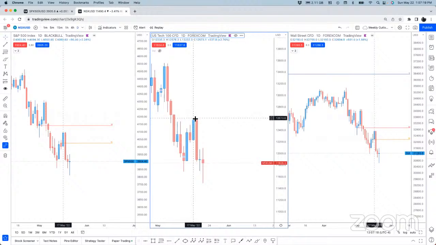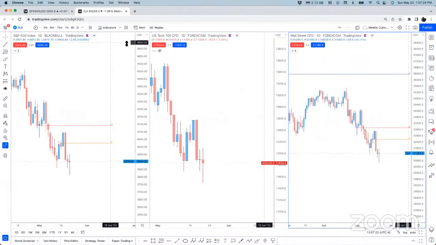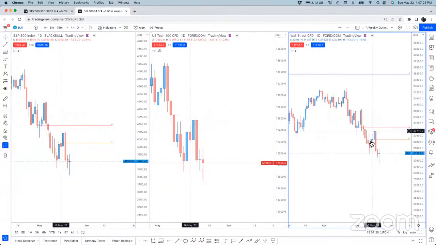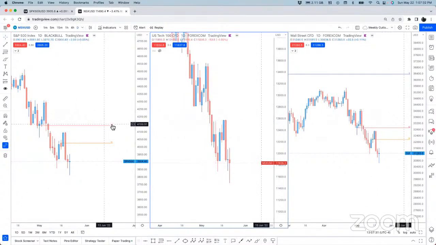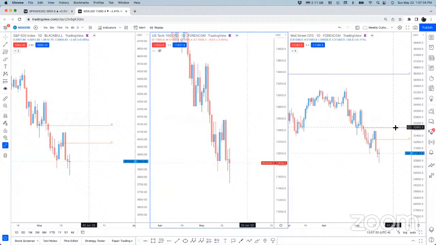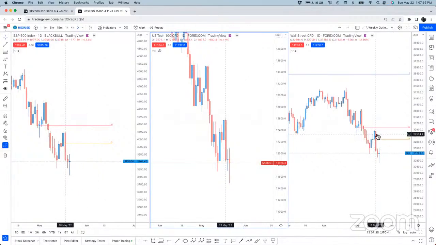on the daily, and we had our rejection, right? US 30, SPX, and NAS. We came short of basically the monthly on SPX and US 30, just short of it, and we dropped. We had this order block on the daily, order block here, order block here.